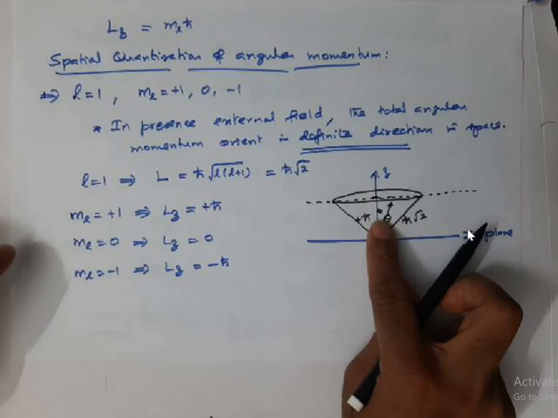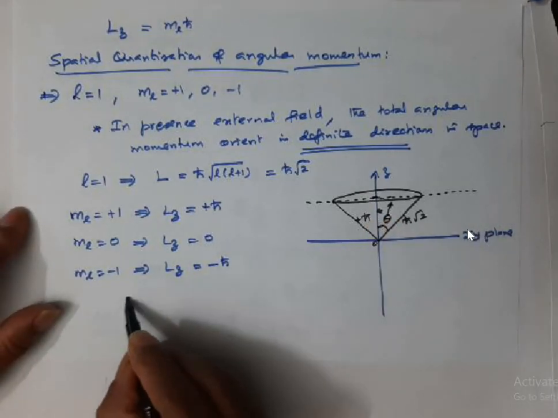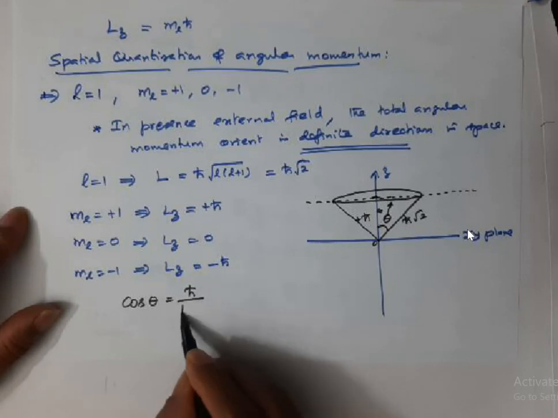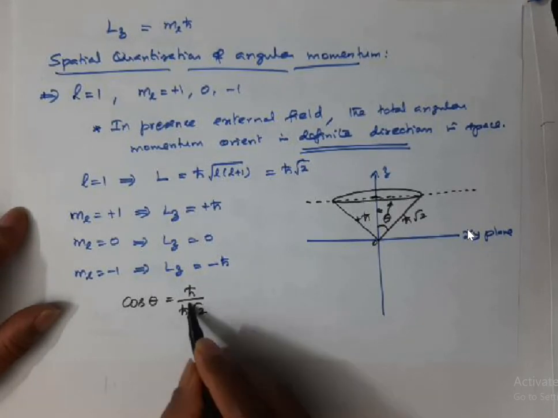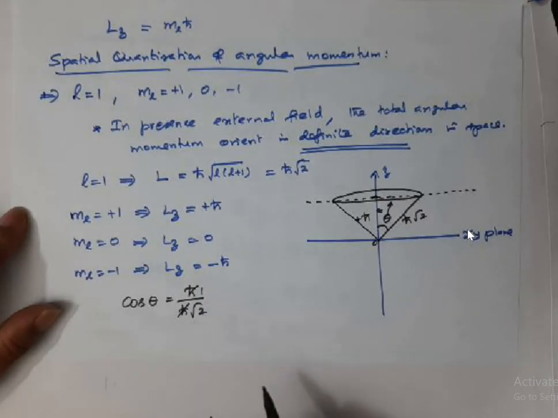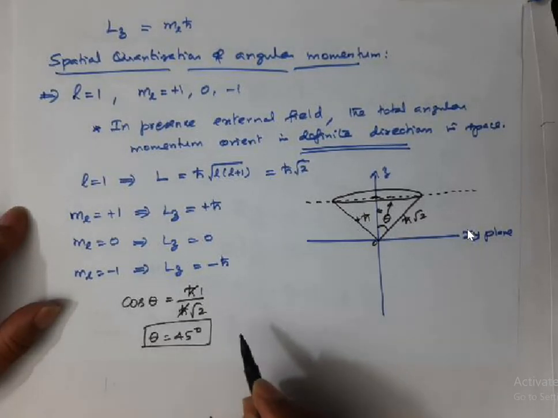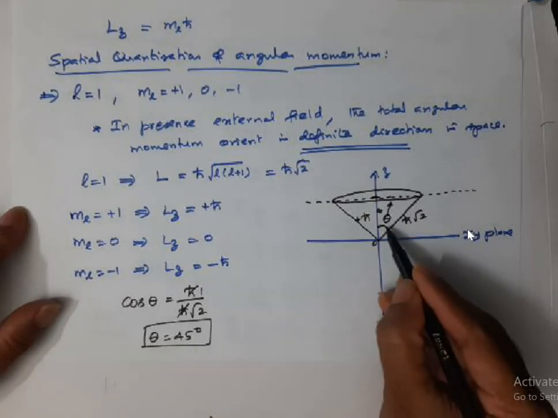The identity or trigonometry function which connects these two is cos theta. So cos theta equals adjacent side by hypotenuse. The h bar cancels, and I get cos theta equal to 1 by root 2. The value for which cos is 1 by root 2 is 45 degrees. You know very well, cos 45 is 1 by root 2. So this angle is 45 degrees.